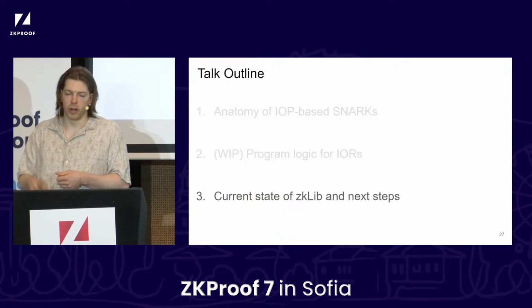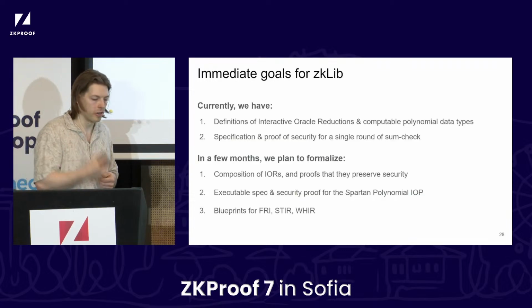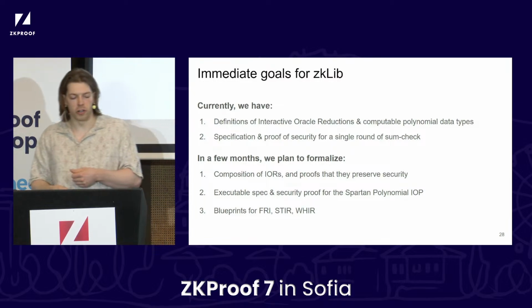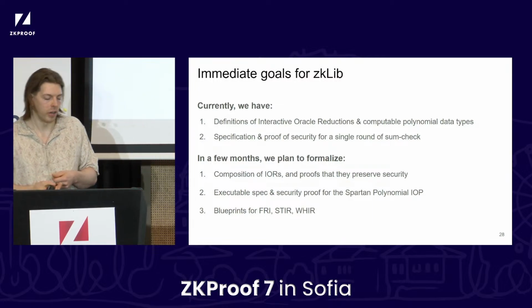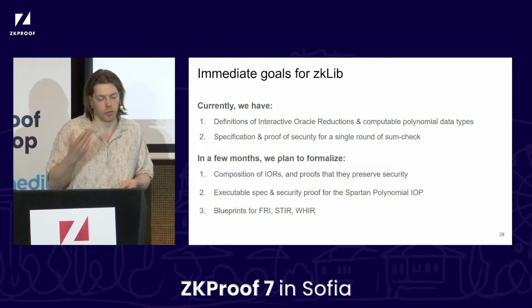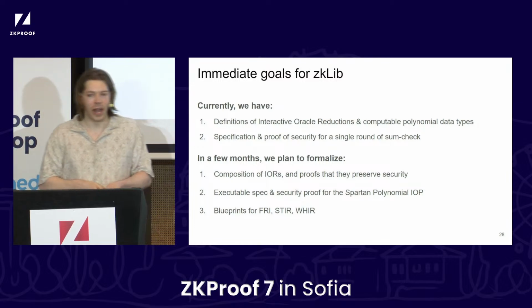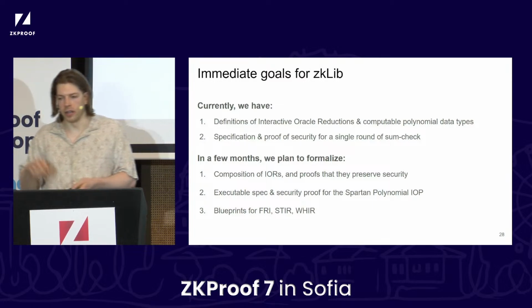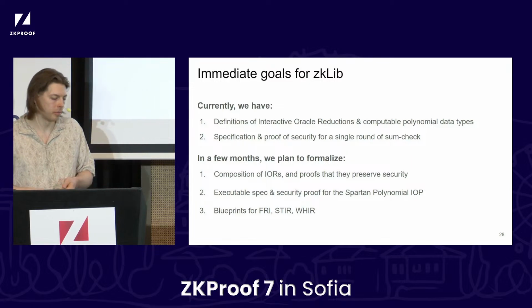So I'll talk a bit, just to finish up, on the current state of ArkLib. So currently, as I said, we've got some definitions of interactive oracle reductions. We've also been working on a computation-friendly polynomial data type in Lean. This would be something that can actually run in some reasonable amount of time, and then developing an isomorphism between that polynomial data type and the polynomial type that's used in Mathlib to do all the proofs that we rely on.